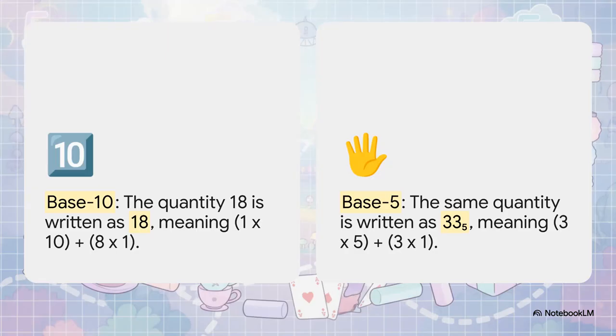Okay, let's take a number, the quantity 18. In our system, base 10, that's easy. It's one group of 10 with 8 ones left over. But in base 5? Well, how many full groups of 5 can you make out of 18? You can make 3 of them, right? That gets you to 15, and you'll have 3 little ones left over. So we write it as 3-3, or 3-3 base 5. It's the exact same amount of stuff, we're just describing it with a different grouping system.